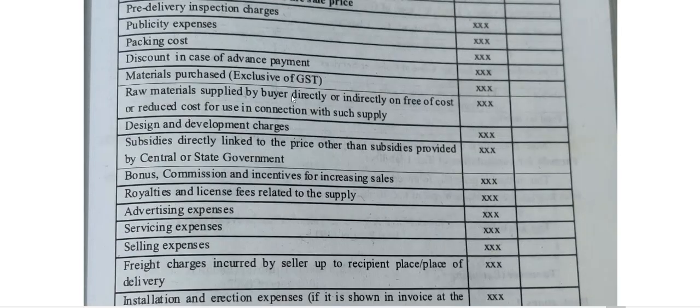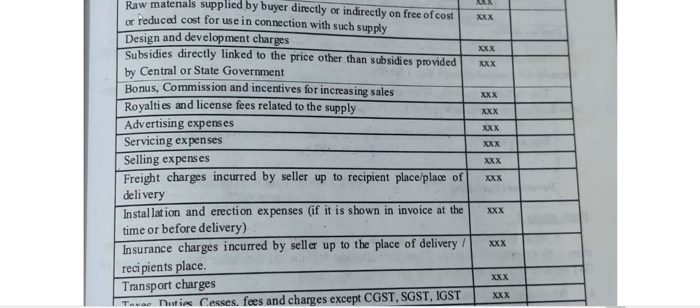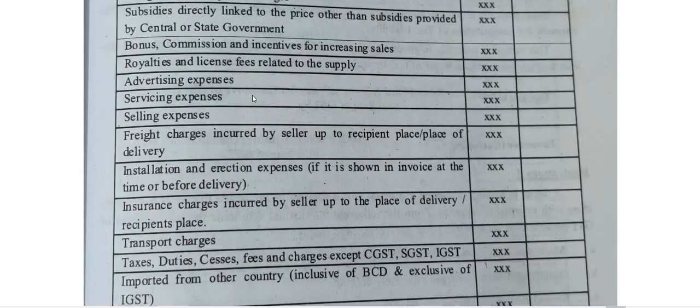Raw materials supplied by the buyer directly or indirectly, free of cost or at reduced cost, for use in connection with the supply, we also have to take that amount. Design and development charges, we have to take. Subsidies directly linked to the price, other than subsidies provided by central government or state government, that amount has to be taken. Bonus, commission and incentives for increasing sale, you have to take that. Royalties and license fees related to supply, include.